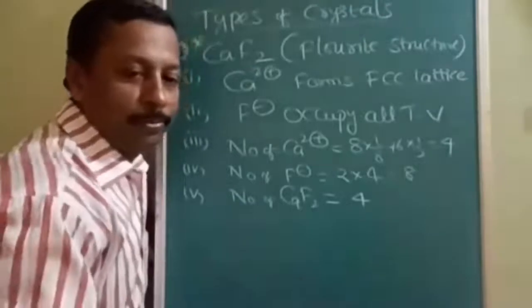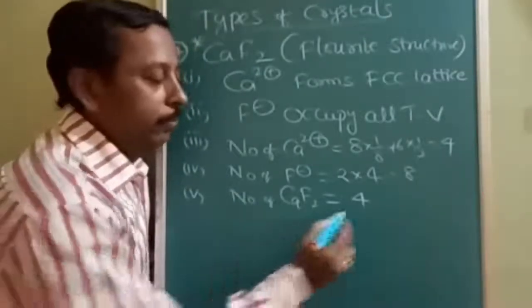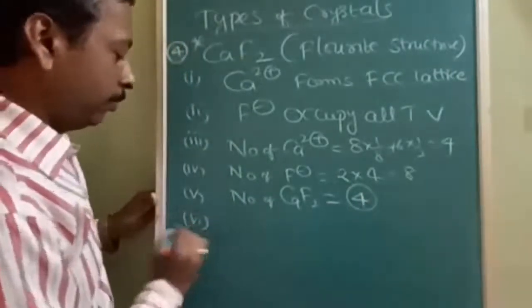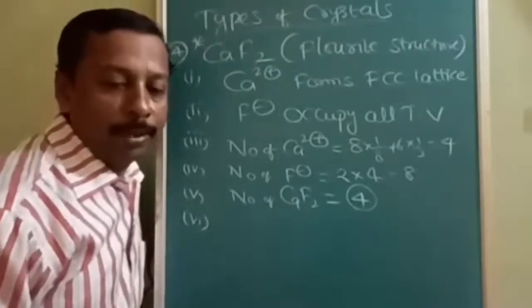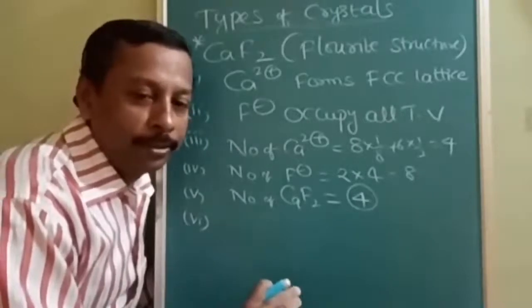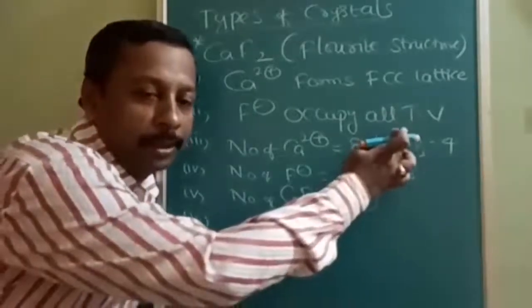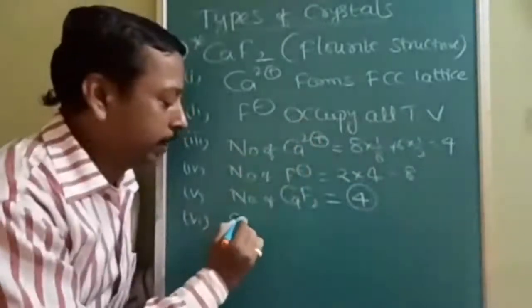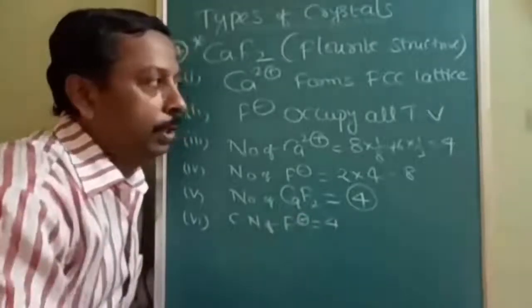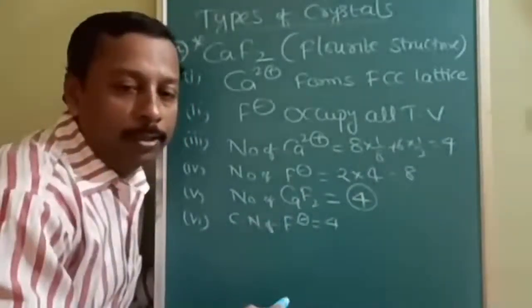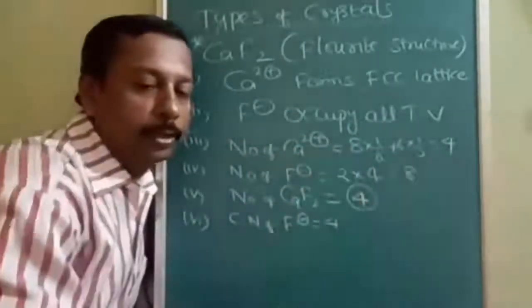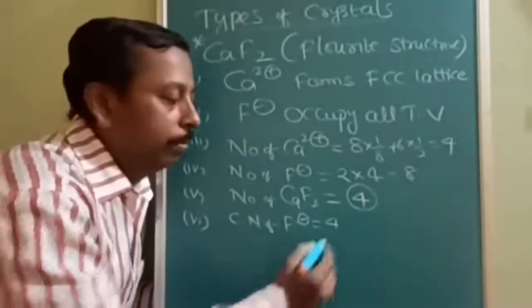So the number of CaF2 units is 4. This is very important. If you understood, then very nice. Now, as I told you, the coordination number is the problem. Here, the best thing to select is the ion which is occupying voids. So the coordination number of F minus will be 4, because it is occupying tetrahedral voids.